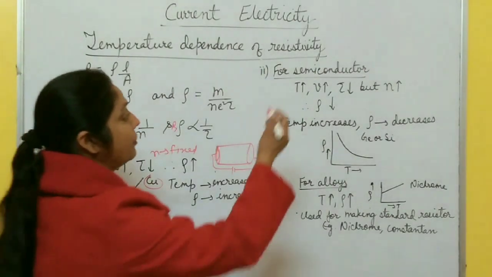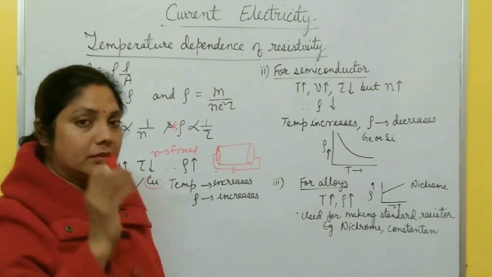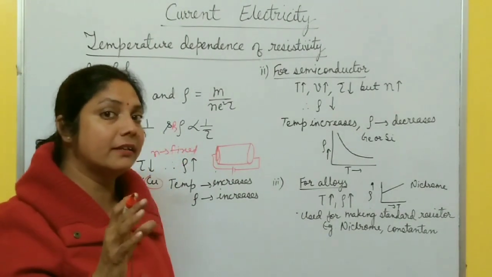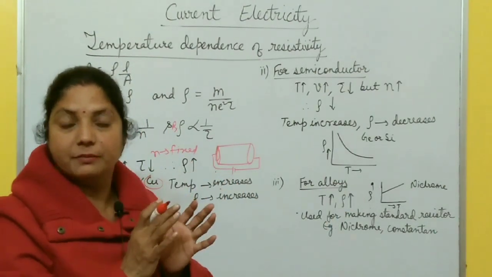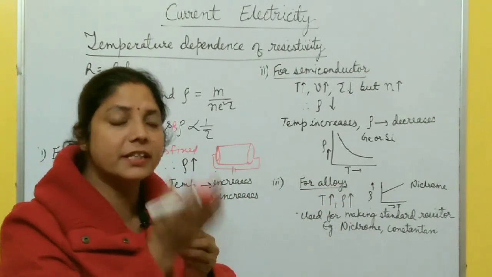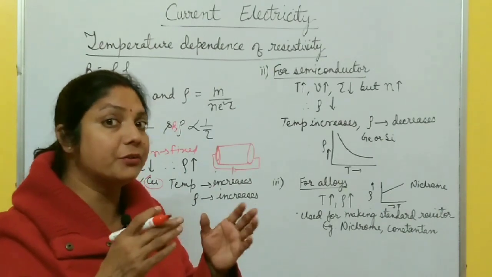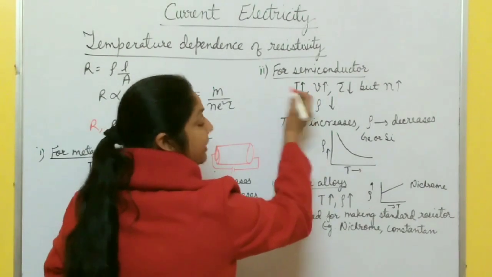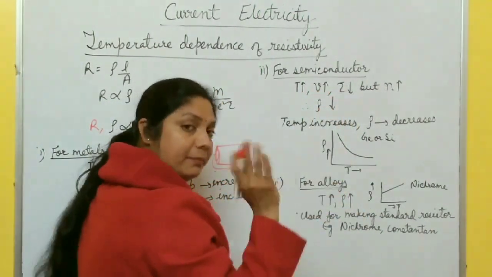Now let us discuss semiconductors. The number density inside a metal and a semiconductor is different. Inside the metal, number density is fixed, but in a semiconductor, electrons are tightly bonded. When you increase the temperature, their number density increases, right? They are ready to move freely here and there. So in a semiconductor, when temperature increases, velocity also increases, and relaxation time decreases.